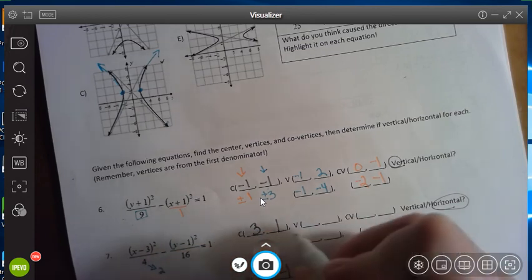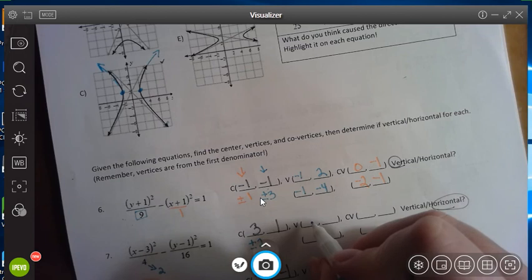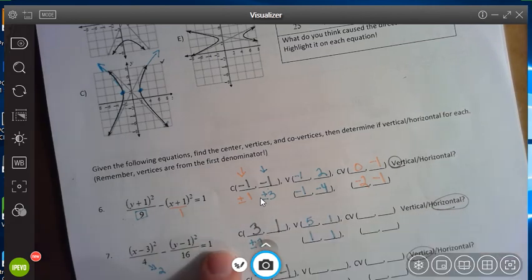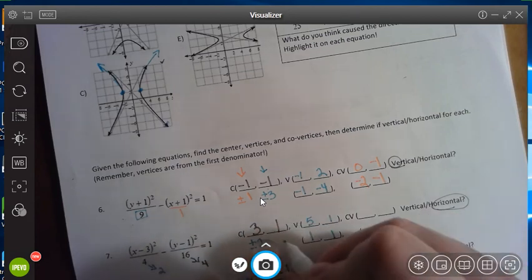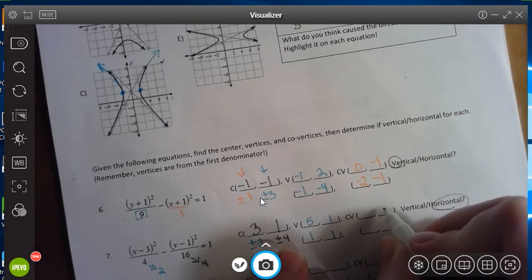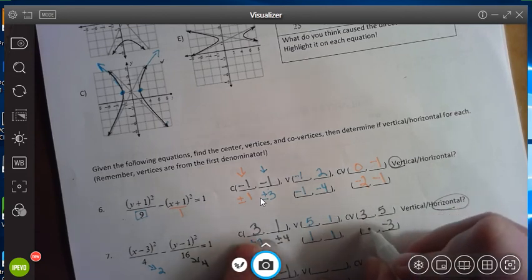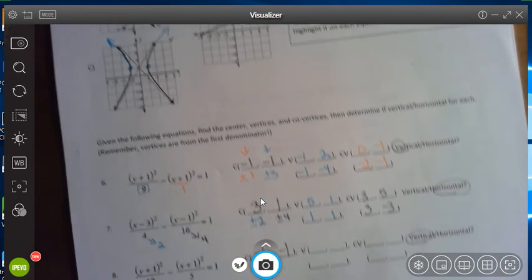X comes first. This goes to 2 plus or minus 2. So the vertices is going to be 5 and 1. 1 stays. This will go to 4. So plus minus 4. This will go to 5. -3. The value of X does not change, or the H. There you go. Does that make sense?